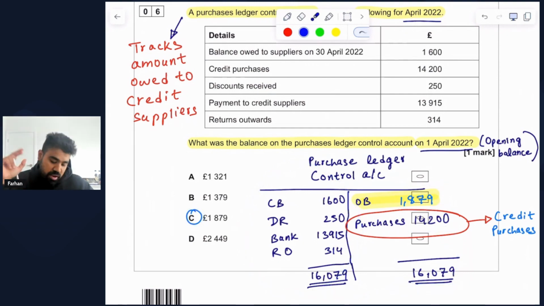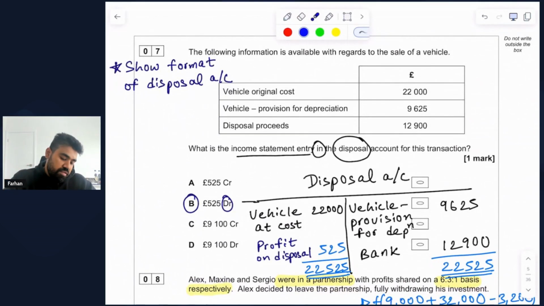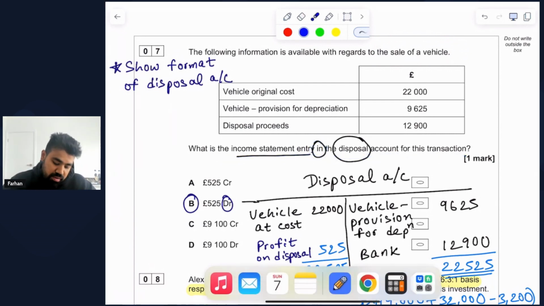All right, so let's move to question number 7. The following information is available with regards to the sale of a vehicle. The question is asking, what is the income statement entry in the disposal account for this transaction? You see I have circled this because it plays a significant role in what your answer should be.